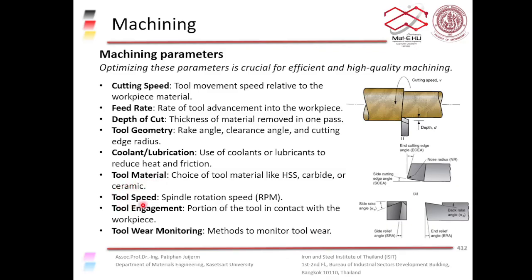Tool speed, like spindle rotation speed, how fast the tool can spin. Tool engagement, like the portion of the tool in contact with the workpiece. Tool wear monitoring, right? You have to monitor how much of the tool is worn down so that you can change to a new cutting bit, because if you don't have a good and sharp tool, you will not produce a good and smooth surface.